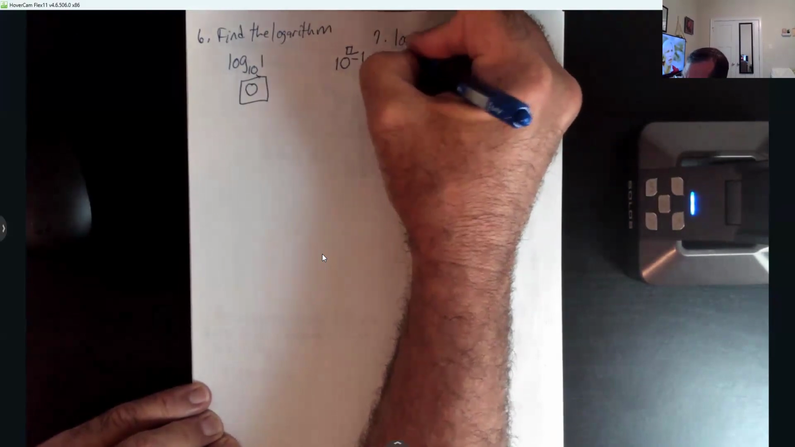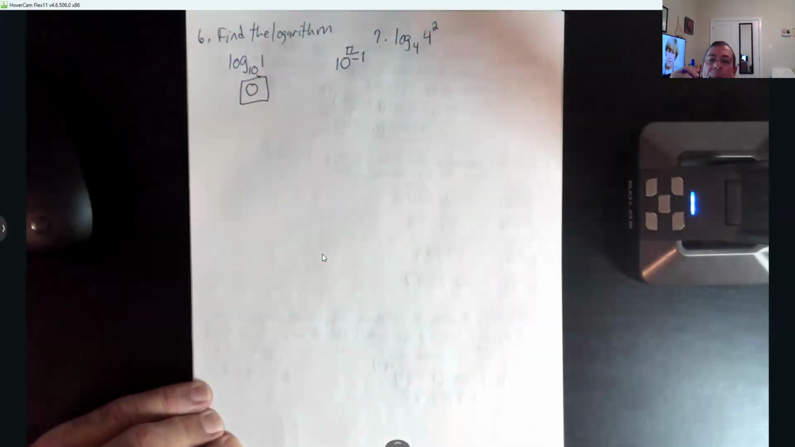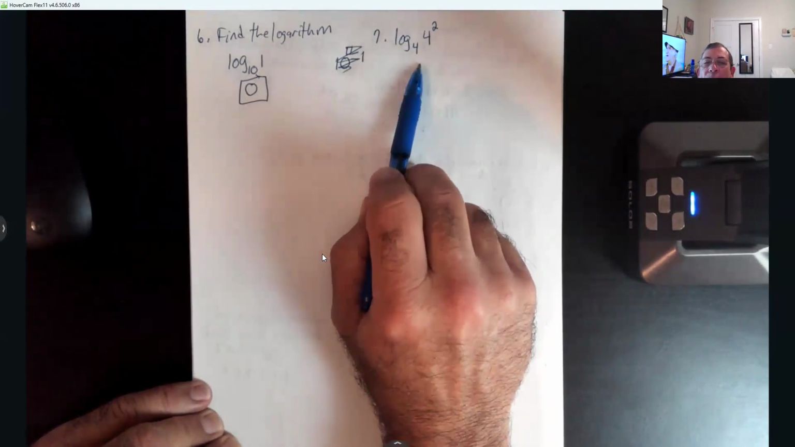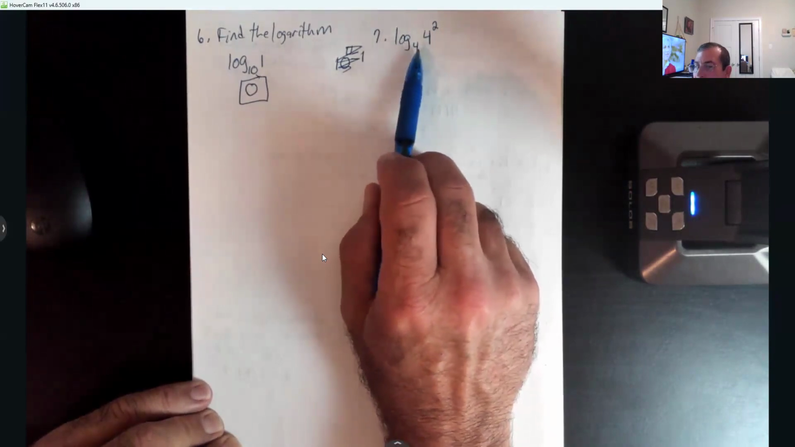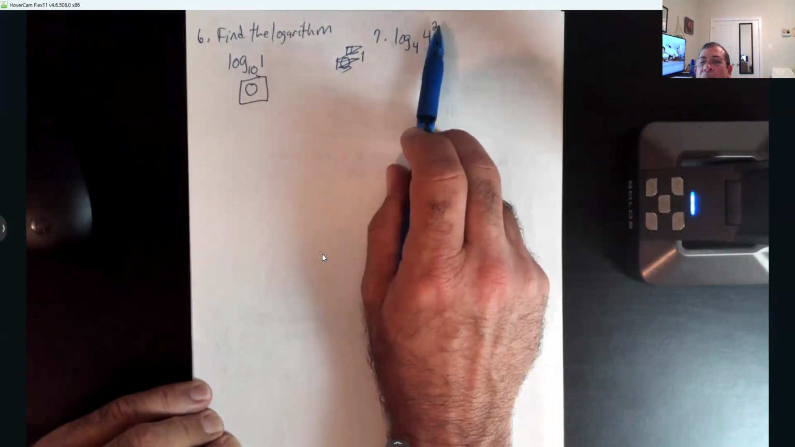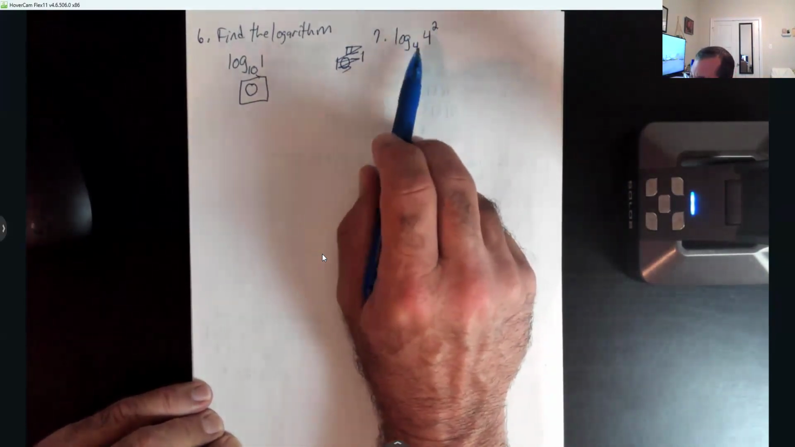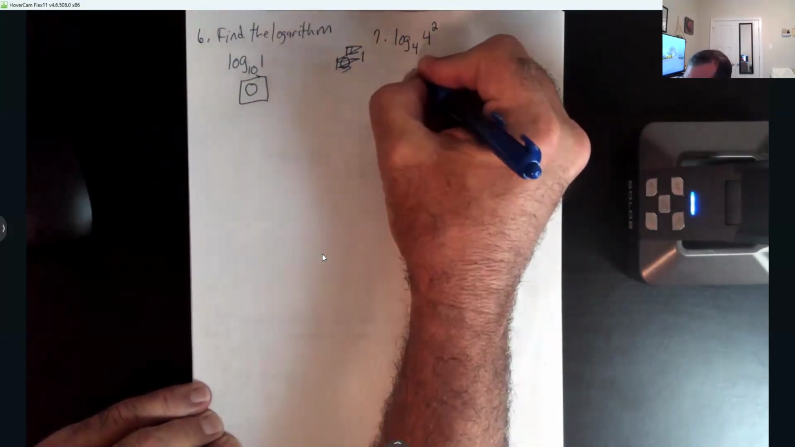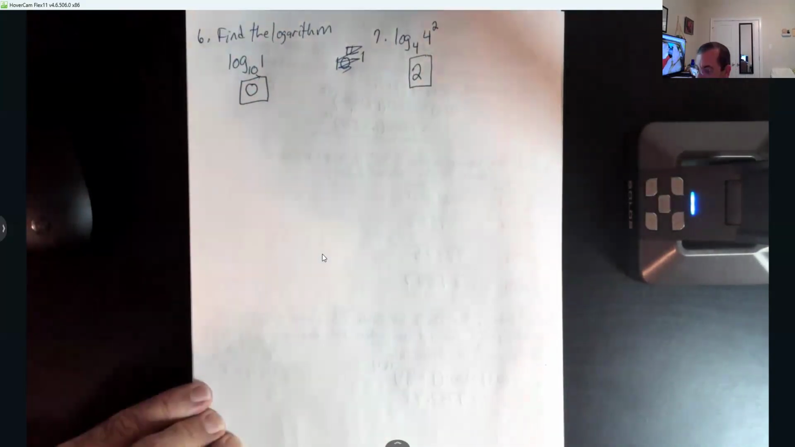How about this one? Log base 4 of 4 squared. I have a log base 4 with a result of 4 raised to the second power. Remember, every time we had this situation, if this base matched the base raised to an exponent, that answer will always be that exponent.